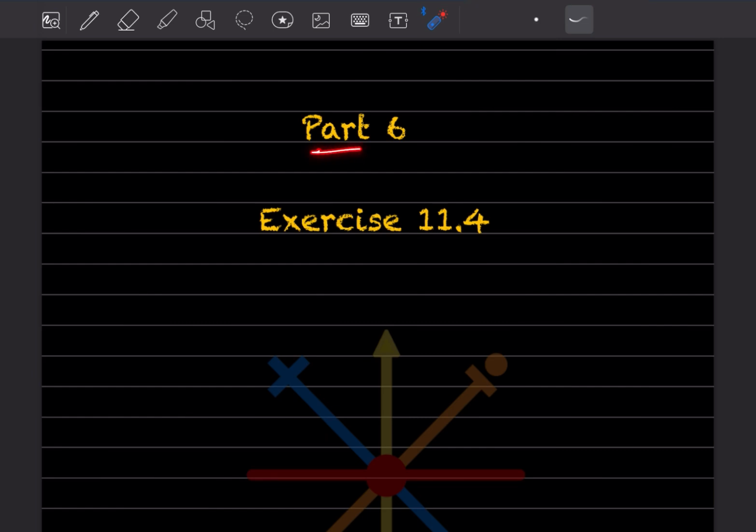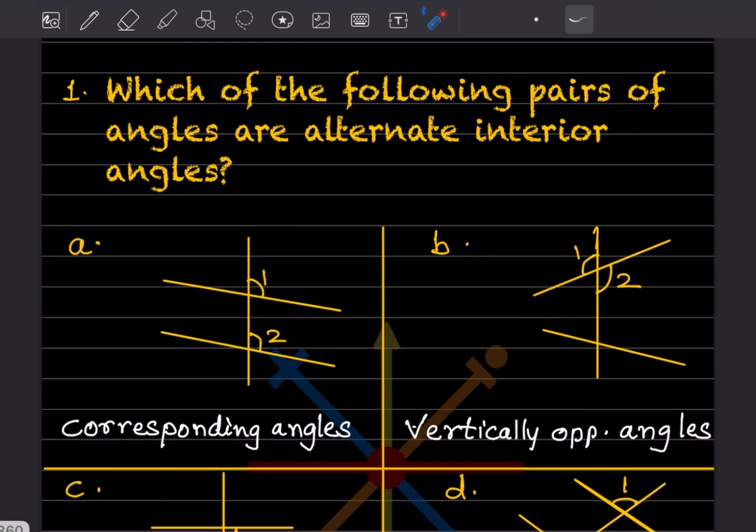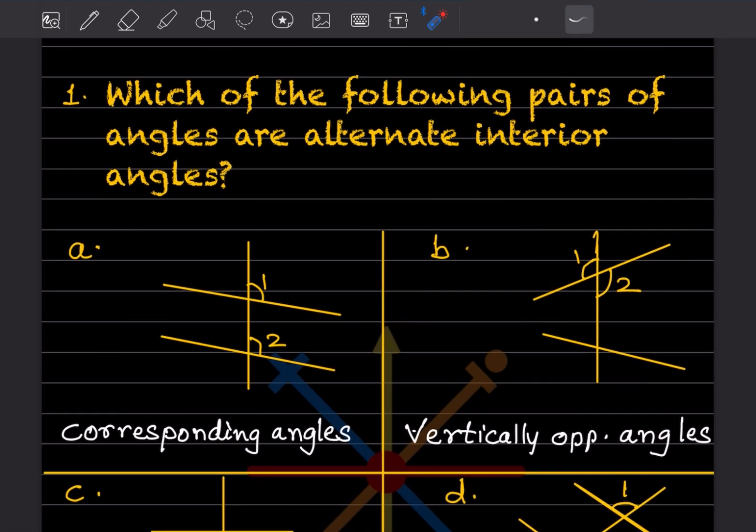So today we'll do part 6 of the exercise, that is 11.4. So we'll see the first question. Which of the following pairs of angles are alternate interior angles? There are interior and exterior angles. Interior means the inside ones.